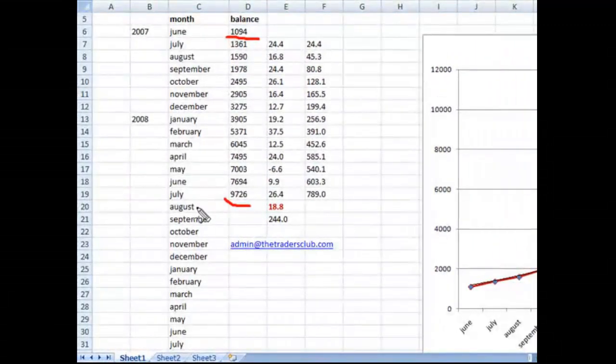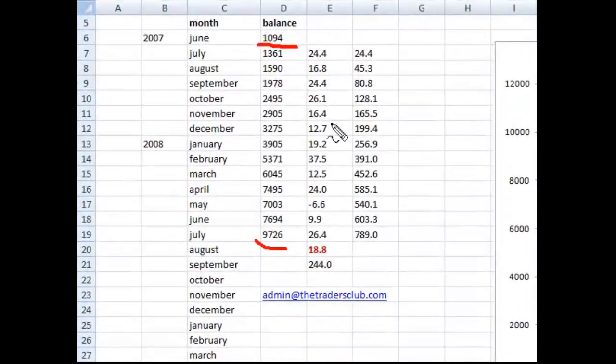from June to July, about 13 months. Now have a look at this next column. This is the percentage profit made every month: 24, 16, 24, 26, etc. And the average of that is about 18.8% per month profit. There was one drawdown month over here of minus 6.6%.